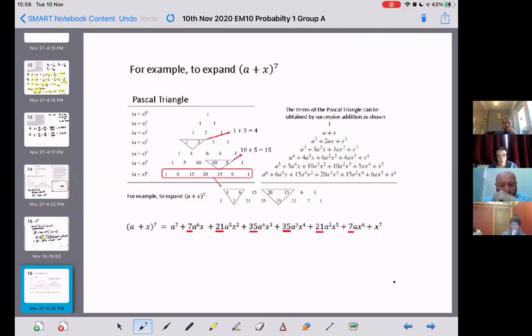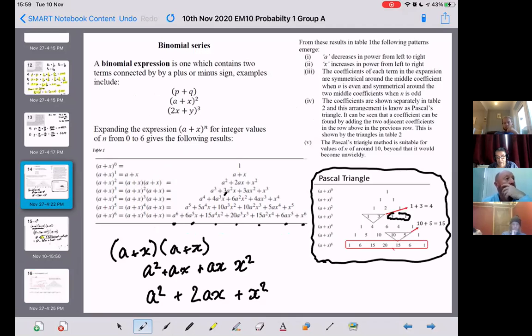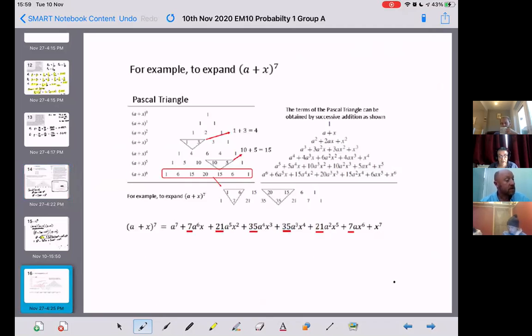So, for example, if we want to expand a plus x to the 7, which just happens to be the next column in that expansion there, we can use Pascal's triangle because it's always 1 and 1 on the outside. And then this 6 comes from the 1 and 5 added together there, the 15 from the 5 and 10, the 20 from the 2 10s in the middle, and so on.